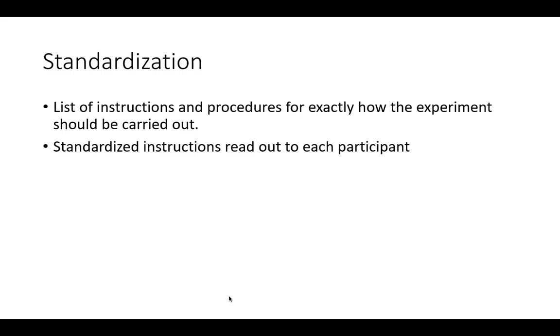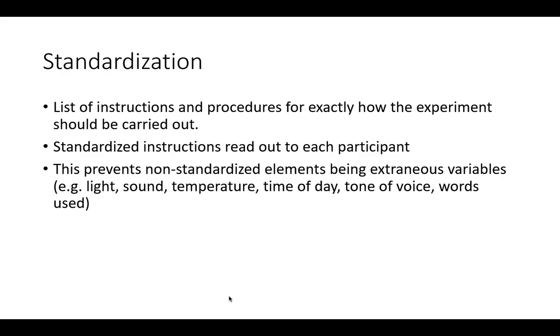There is no use doing a study where you show one film to one set of participants and then you show a completely different film to another set of participants and then measure their aggression levels. Because you're not measuring violent films and their impact on aggression, you are measuring that film and the impact on aggression. And so you've completely destroyed your study. Okay, so as it says here, this prevents non-standardized elements being extraneous variables, light, sound, temperature, time of day, tone of voice, words used.